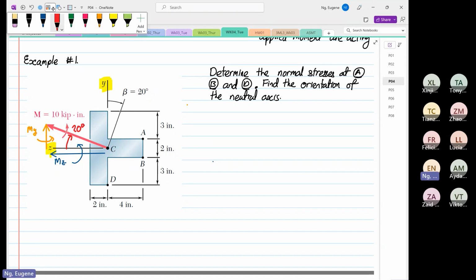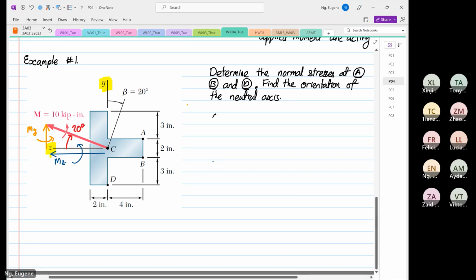Okay. So we know that theta is equal to positive 20 degrees. Why is it positive 20 degrees? Because theta is measured from where? From the z-axis. Okay, so it's positive 20 degrees.